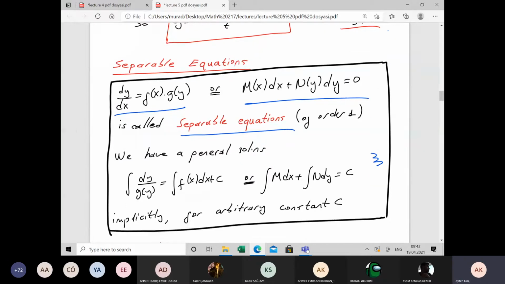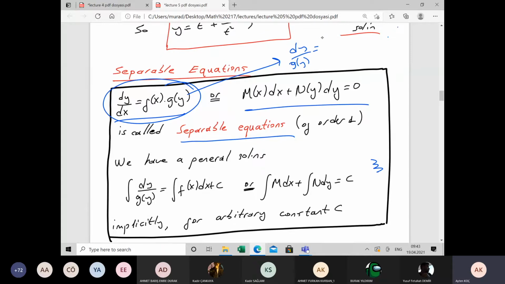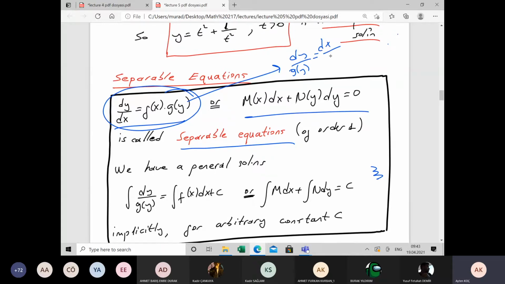And how to find the solution? For the general solution of this differential equation, separate the parts, and we can write dy over g of y is equal to dx over f of x. It is possible to separate, take this one here, and so we obtain this one.